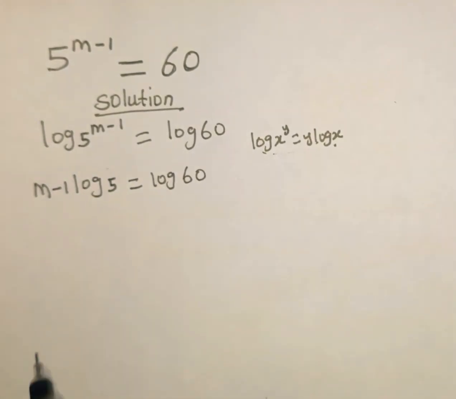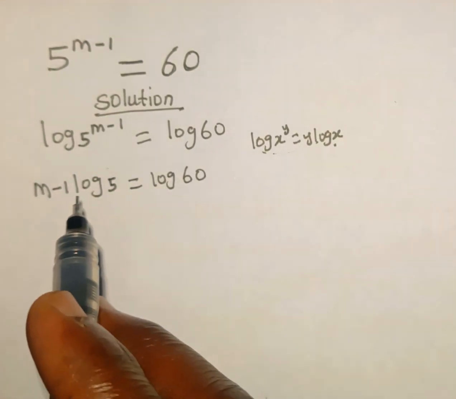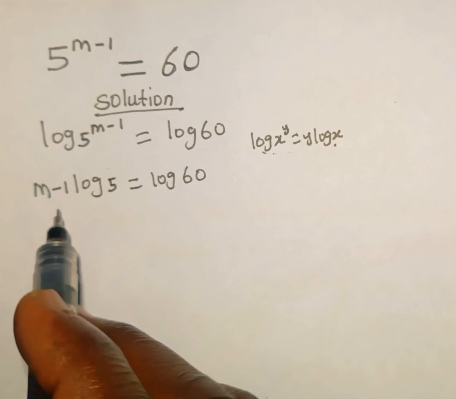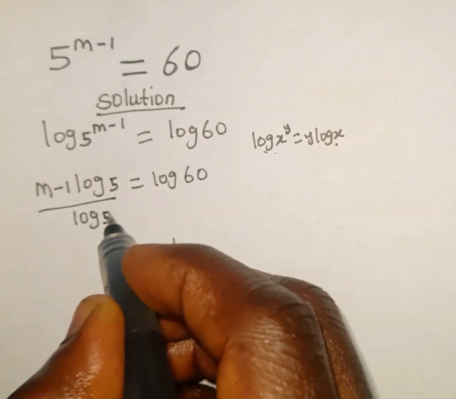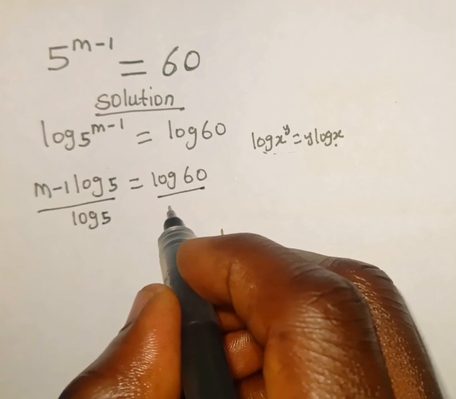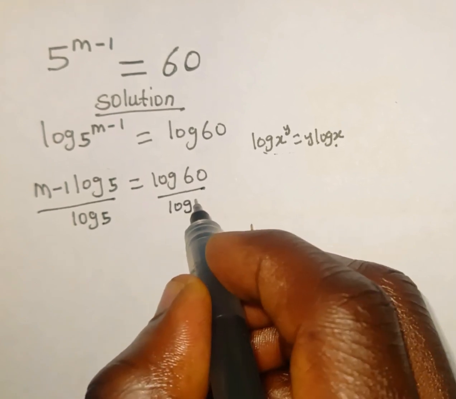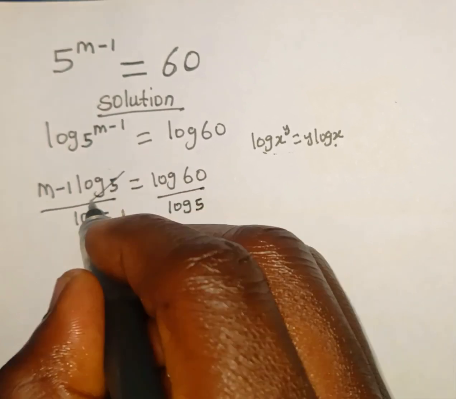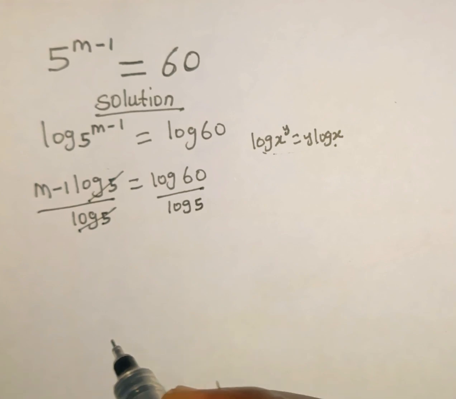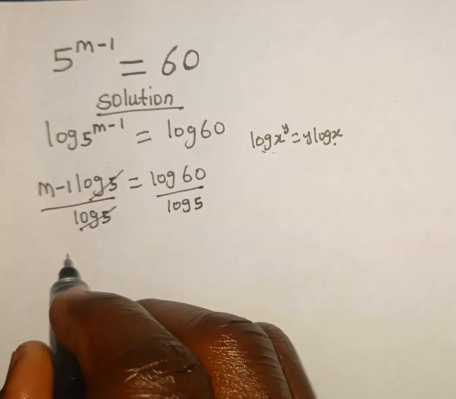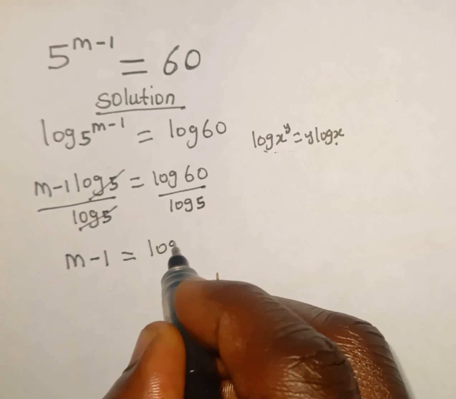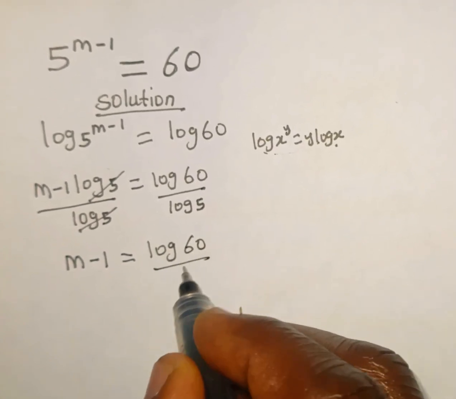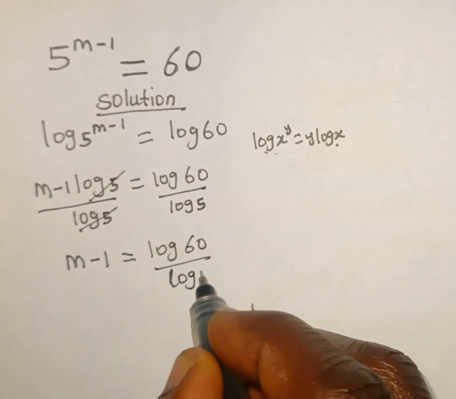So the next thing we're going to do is to divide both sides by log 5, since we are looking for the value of m. So we divide the left hand side by log of 5 and also the right hand side by log of 5, so that this log 5 is going to cancel this log 5. So in the left hand side, we are left with just m minus 1, which is equal to log of 60 divided by log of 5.